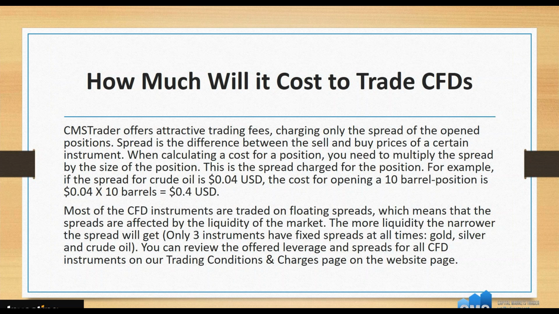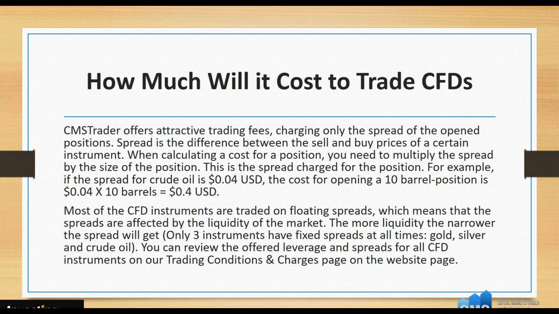Spread is the difference between the sell and the buy price of a certain instrument. When calculating the cost of a position, you need to multiply the spread by the size of the position. This is the spread charge for a position. For example, if the spread for crude oil is 0.04 cents, the cost of opening a 10-barrel position is 0.04 times 10 barrels, or 40 cents US dollar.